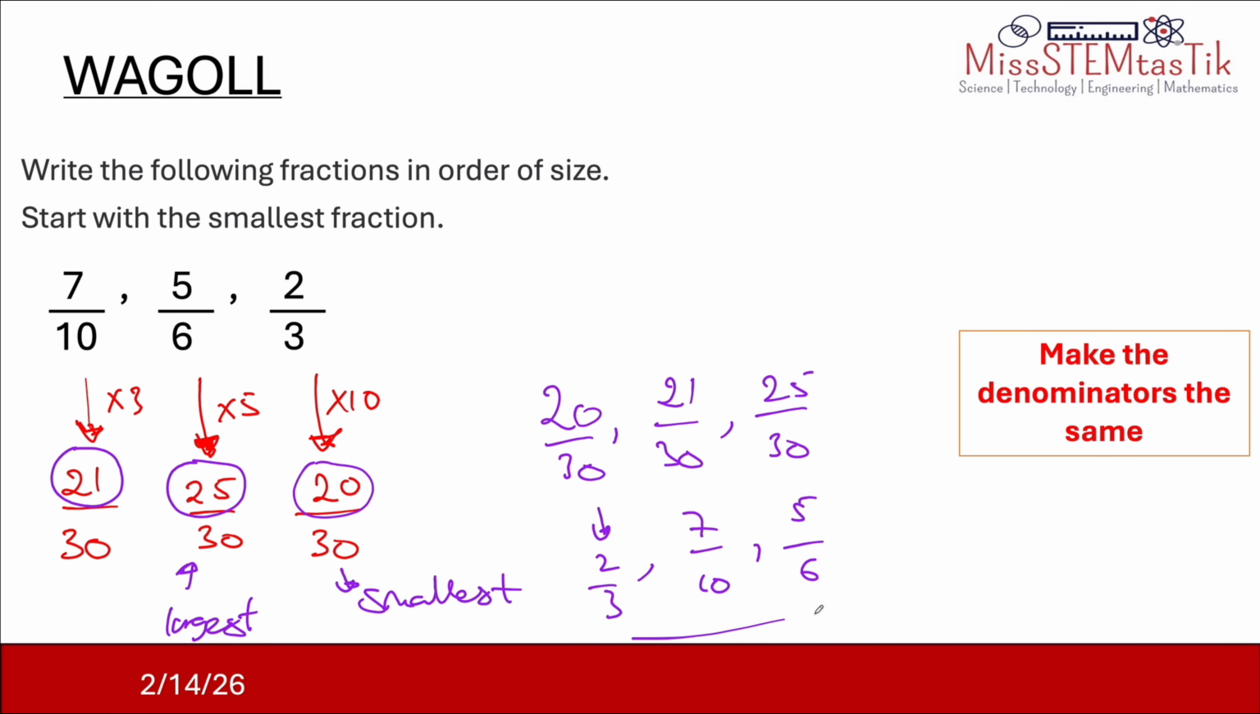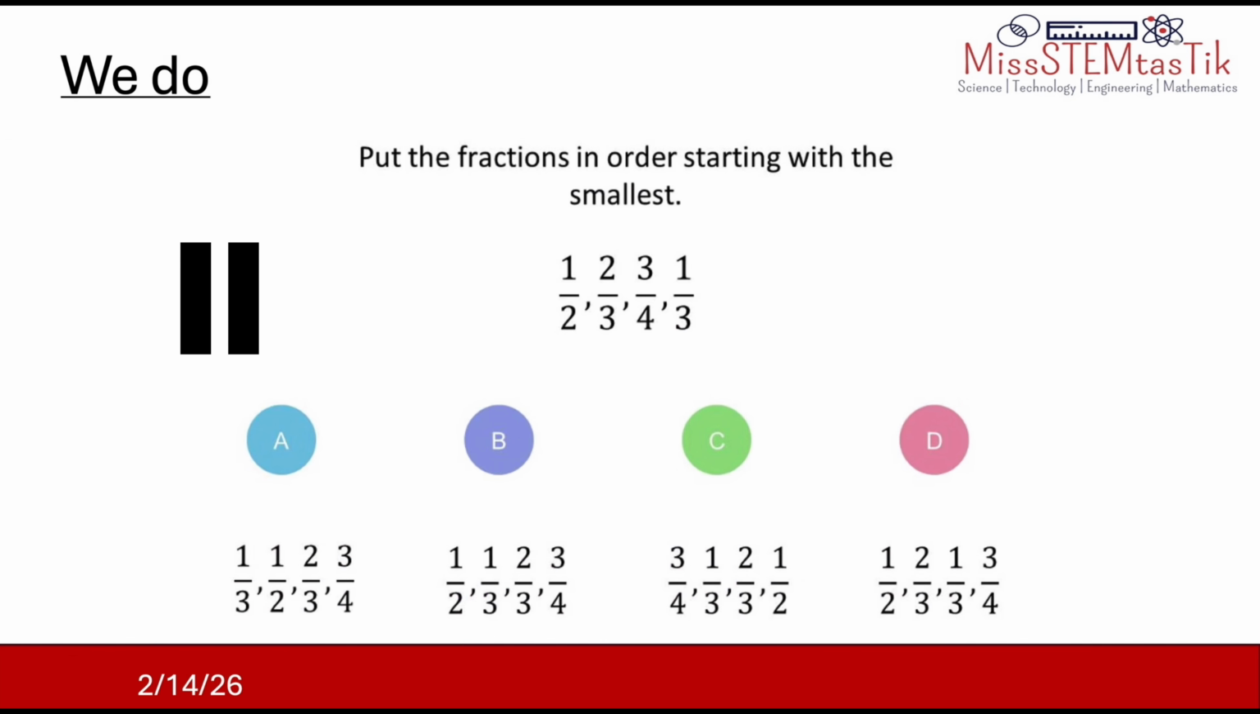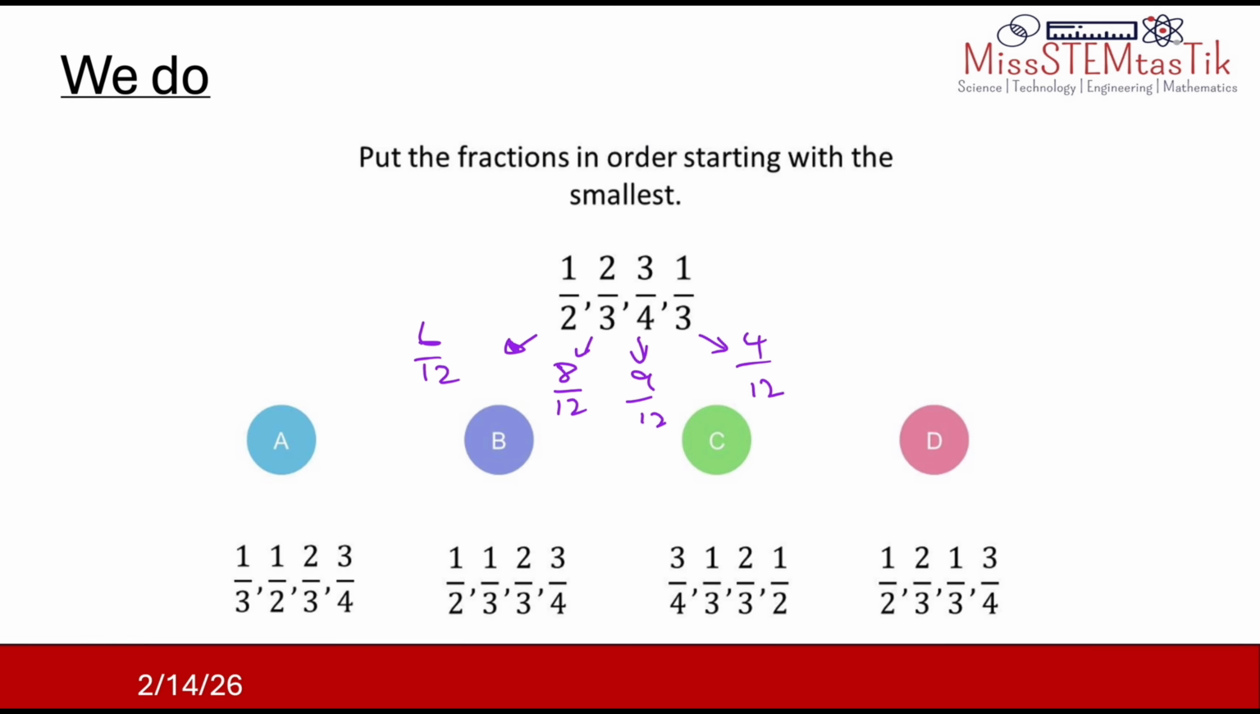Okay, I would like you to pause the screen now and have a go at the following question. Okay, for this question, we need to sort the fractions starting from the smallest. I can see that 12 is the lowest common multiple between 2, 3, and 4. So a half times 6 is 6/12. 3, if I multiply by 4, I can get 12 at the bottom. So 2/3 times 4 is 8/12. 3/4 times 3 is 9/12. And a third times 4 is 4/12.